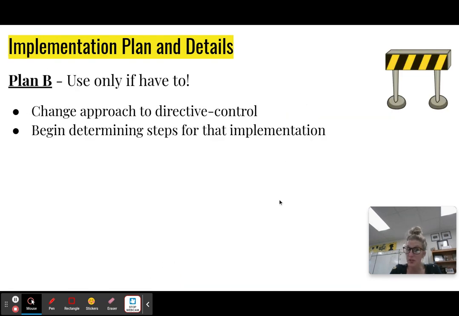Plan B, if I have to, I'm going to change. Like if teachers don't pick one of my choices, I'm giving them choice. If they don't do that, I'm going to have to change to directive control, and I'll have to begin determining steps for that implementation.